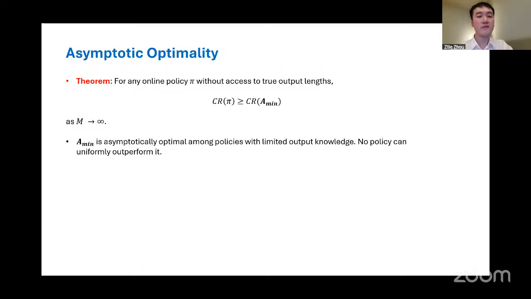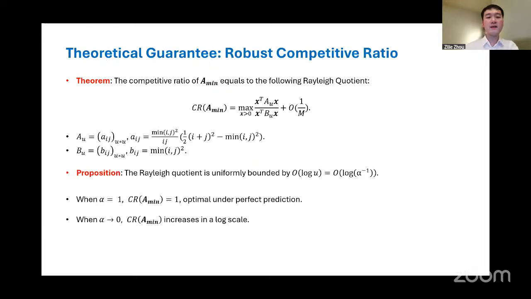And then here we can prove two things. First, it is asymptotically optimal. And the second is that this expression is its competitive ratio, which equals some Rayleigh quotient. And also there's a proposition we rigorously prove that this Rayleigh quotient is uniformly bounded by the log of alpha negative 1.